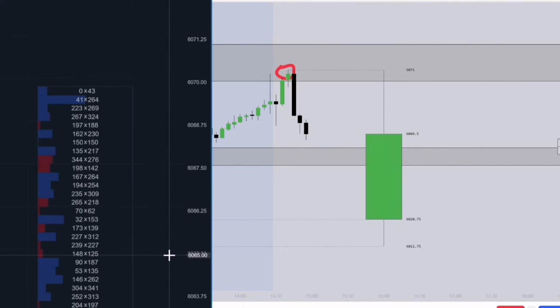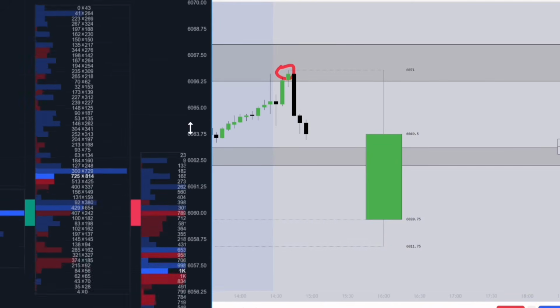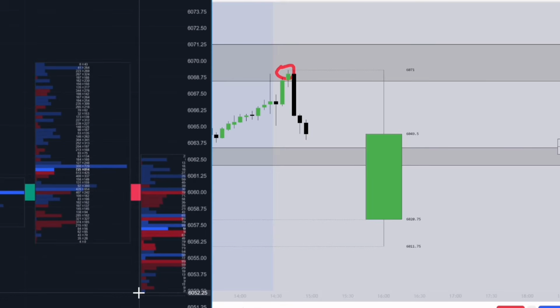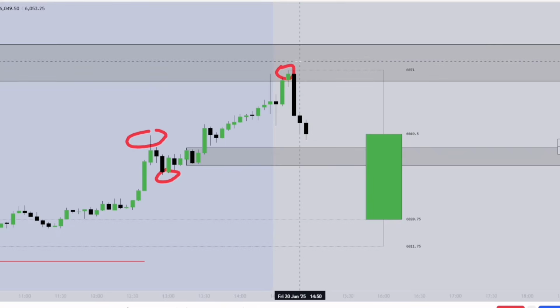Roughly 220 more aggressive buyers than sellers. So we see that by the blue delta outlier. Notice how this delta outlier is a lot more than all the other ones down here. We also had 300 versus 729 somewhere down here as well, the same candle. So we can see when we enter the zone, we see a significant buying of volume. We see a significant number of aggressive buyers entering the zone, right? Aggressive buyers. Now, with that being said, we can see the market's heading lower.